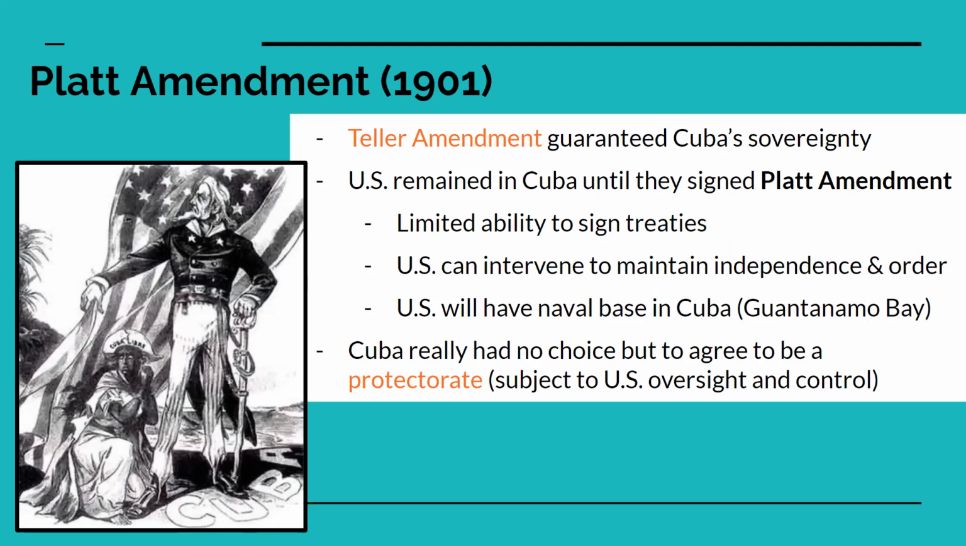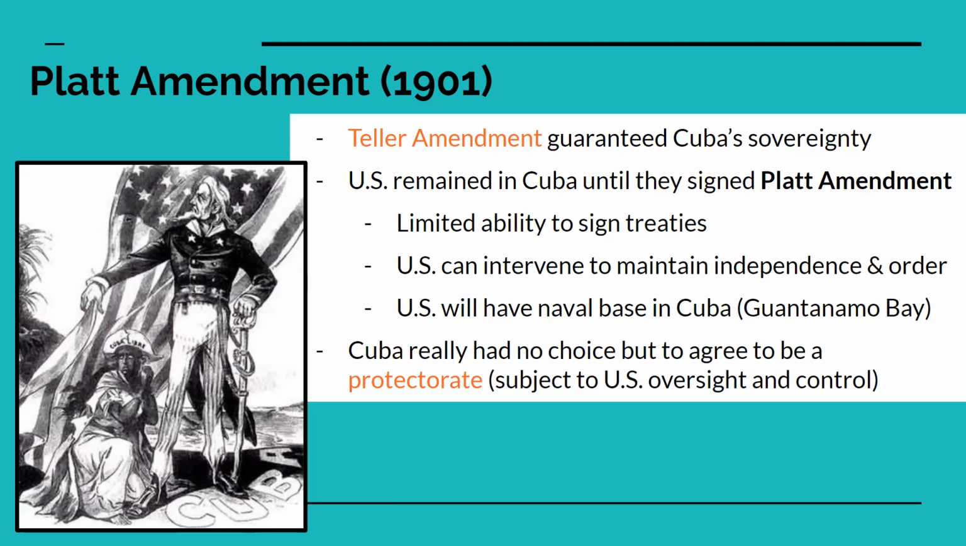So let's take a look at this. First, it limits their ability to sign treaties with other nations, like the U.S. has to approve it first. The U.S. can intervene to maintain independence and order whenever they see fit. And the U.S. will help maintain a permanent naval base in Cuba, which is how we get Guantanamo Bay. So when you put all this together, it's a very domineering presence that the U.S. is going to have over Cuba.